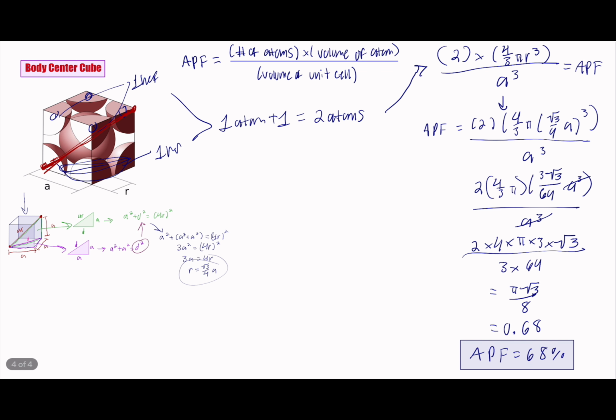And that is how you do the calculations for the atomic packing factor for 3 different unit cell configurations. So the main thing you have to take note of is you have to try to remember the relationship between A and R and use the triangle properties to try to find these relationships in order to simplify and eventually solve for the atomic packing factor.